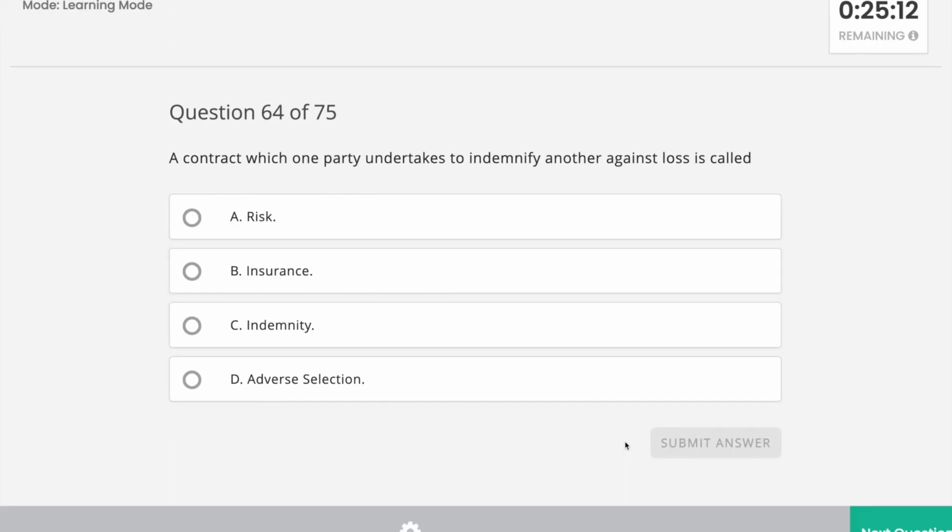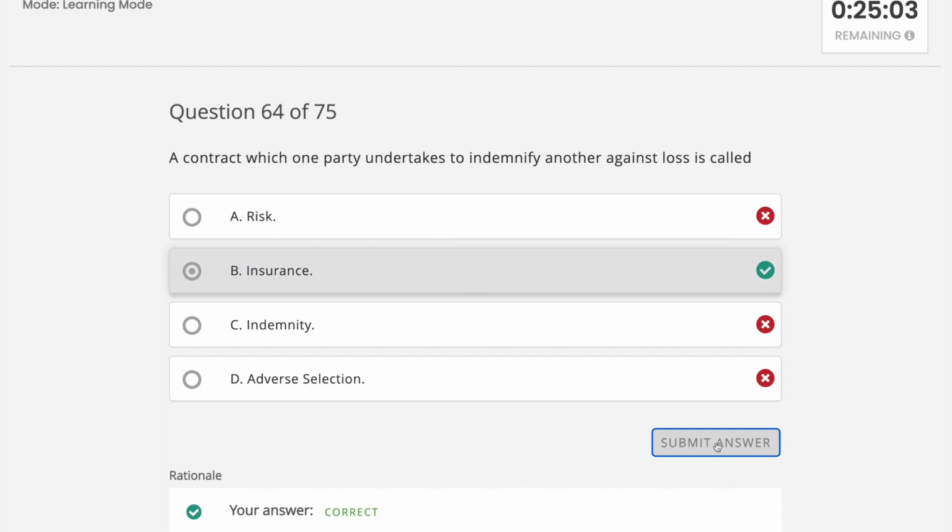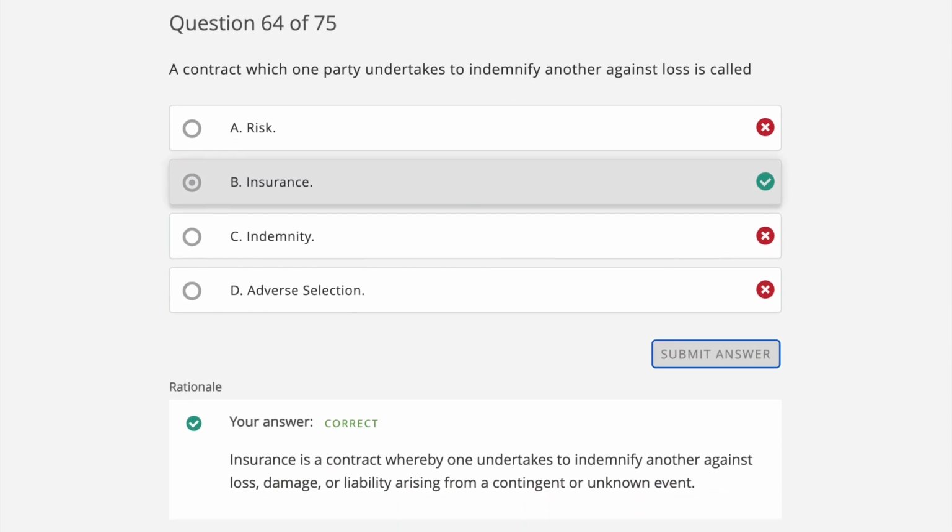A contract in which one party undertakes to indemnify another against loss is called insurance. That's the answer. Insurance.